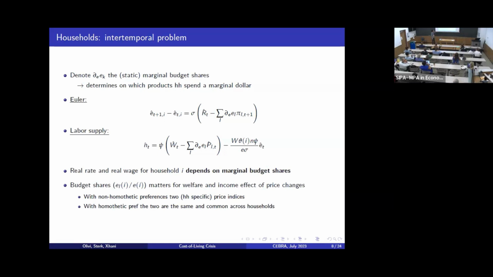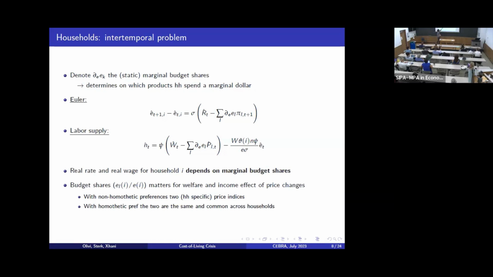And this quantity is important because in the intertemporal problem of the household, the Euler equation of the household is given by this equation. And you can see that the real rate that the household faces is basically the nominal rate minus an inflation index, which is weighted by the marginal budget share. Okay, so those marginal budget shares determine the real interest rate that the household faces. And in the same way, this marginal budget share determines the real wage that the household faces. The idea is kind of simple: if you decide to work one more hour, you're going to have a marginal dollar, and you have to know in which category you're going to spend this additional dollar, and that's given by your marginal budget share.